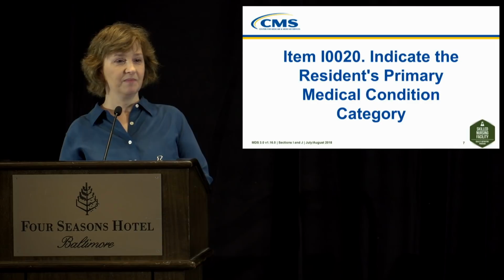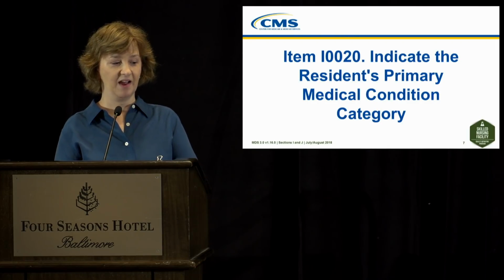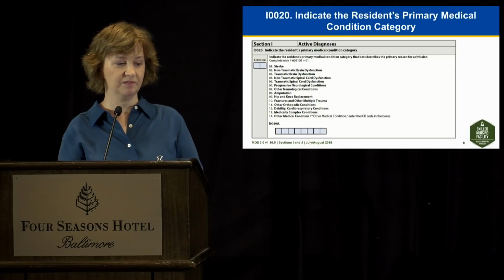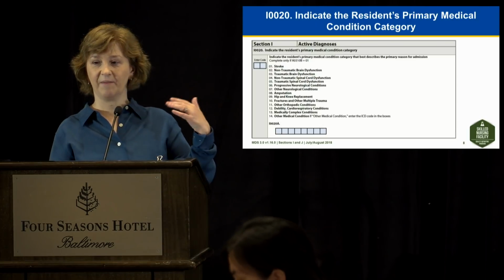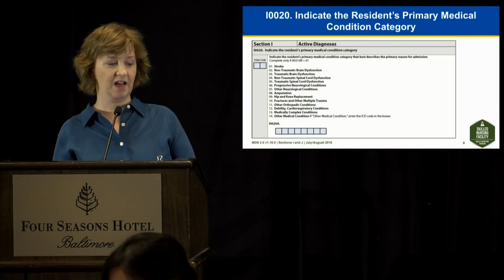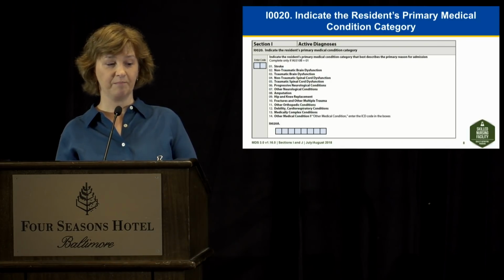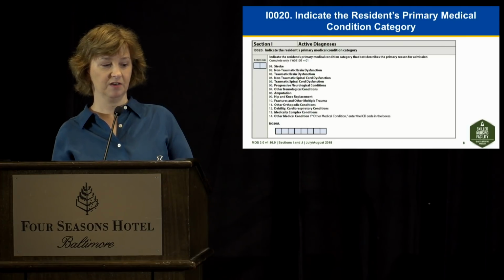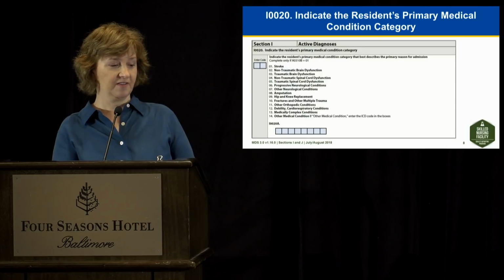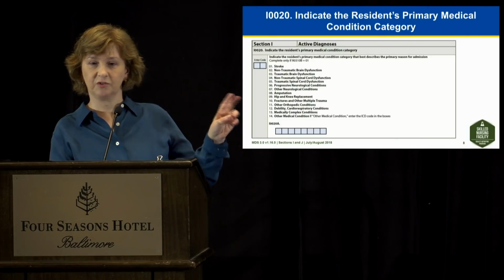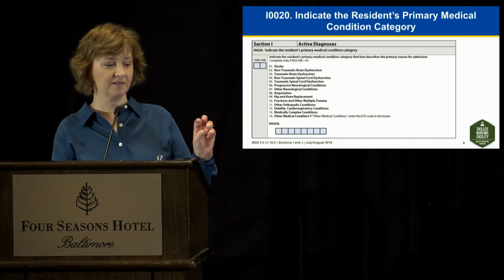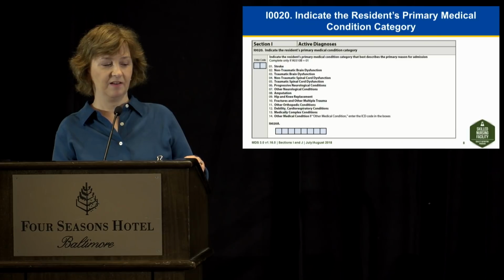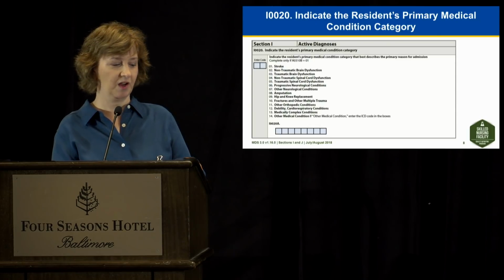So going into this item more specifically, that is item I-020, indicate the resident's primary medical condition. This is what it looks like on the actual data set. You'll see that this is at the beginning of this section, and the instructions say indicate the resident's primary medical condition category that best describes the primary reason for admission. It is only coded on the admission assessment, and we'll be going through the categories together. You'll notice that there's a box to enter the 2-digit codes, and in the event that you code 14, there is a space to enter an ICD code. So we'll talk about that again shortly also.